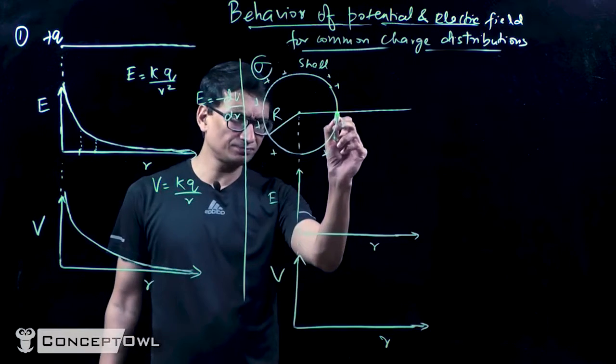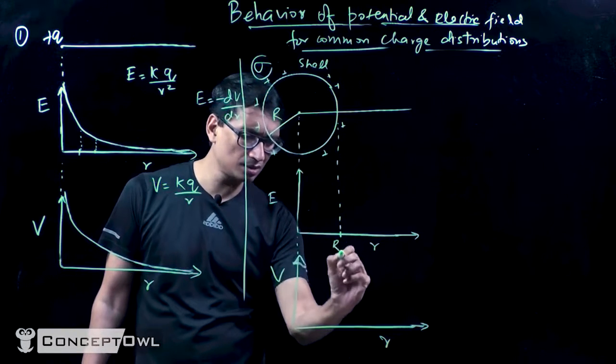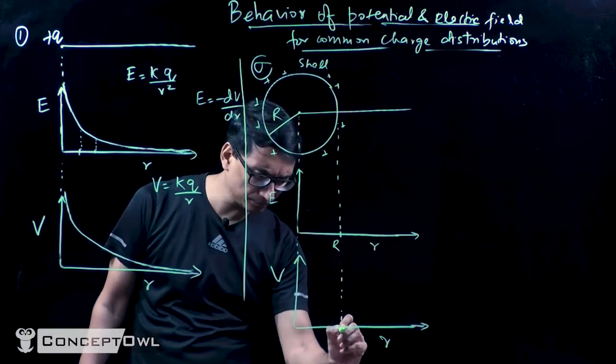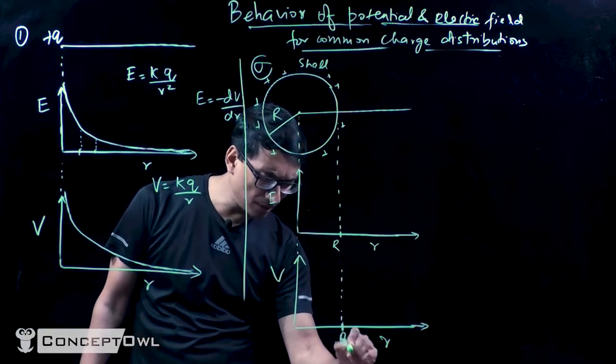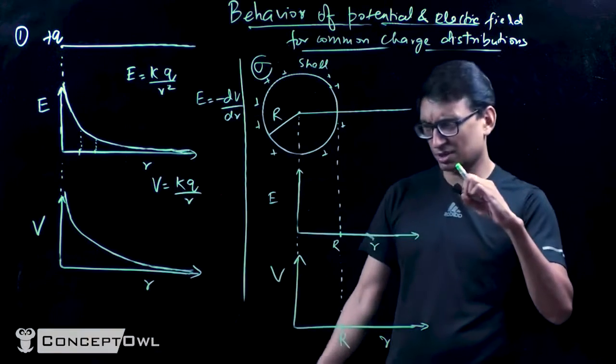Now let me just mark the distance capital R, and I'll do the same thing here. So these 2 points are at capital R distance. Now let's look at the electric field behavior. So now we bring a charge from here, and what is the field?